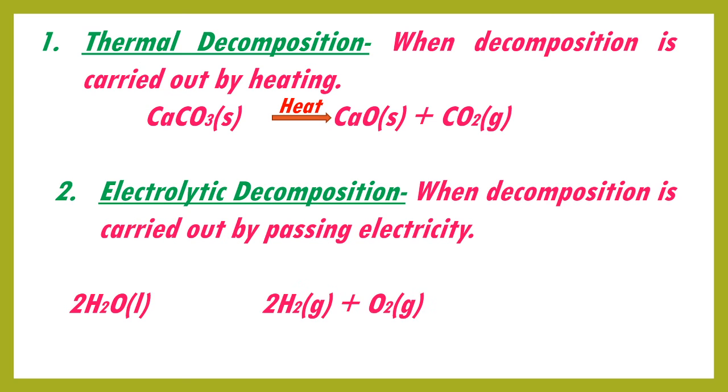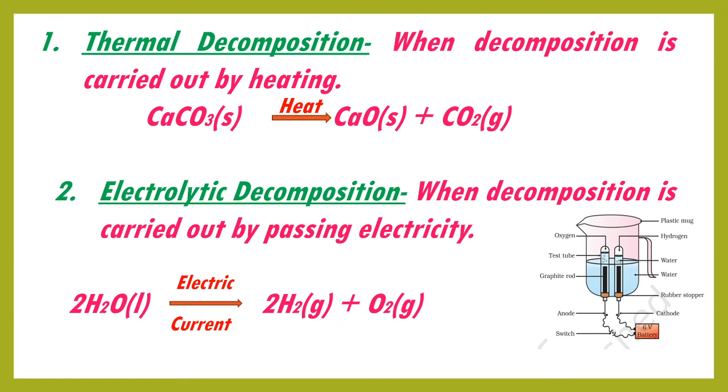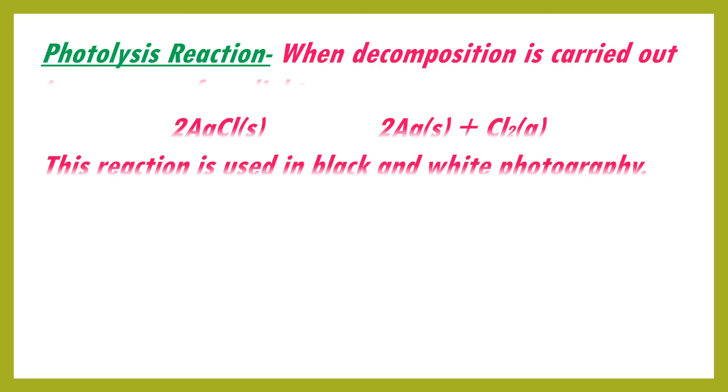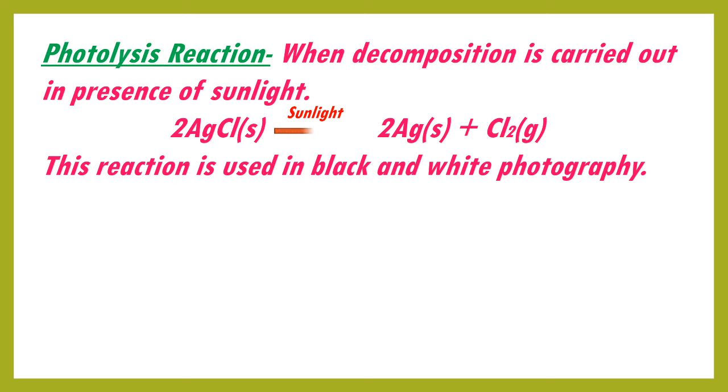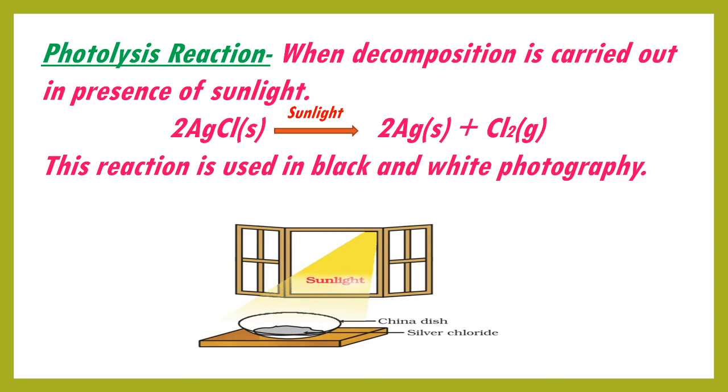When decomposition is carried out by passing electricity, it is called electrolytic decomposition. For example, electrolysis of water. When decomposition is carried out in the presence of sunlight, it is called photolysis decomposition. For example, when AgCl is kept in sunlight, it decomposes into Ag and Cl2. This reaction is used in black and white photography.